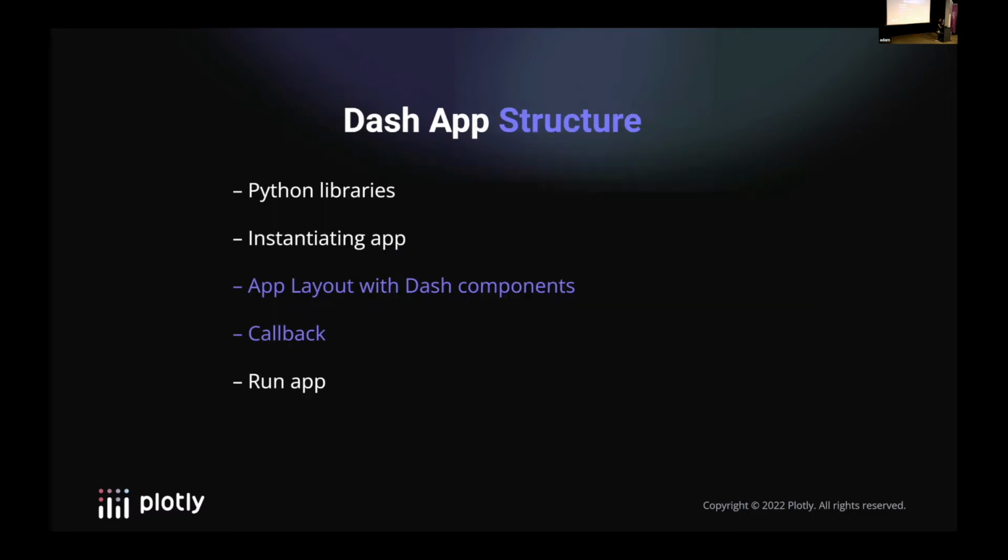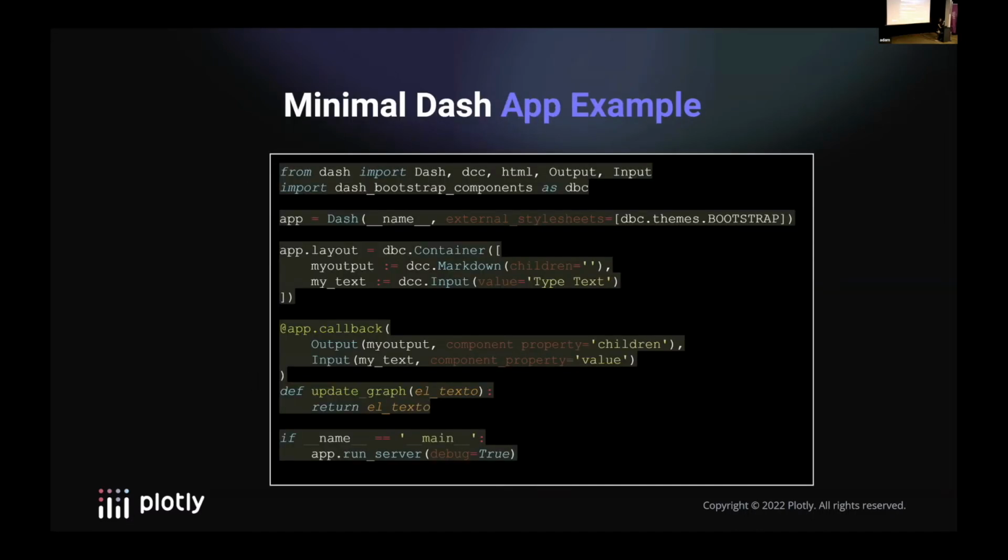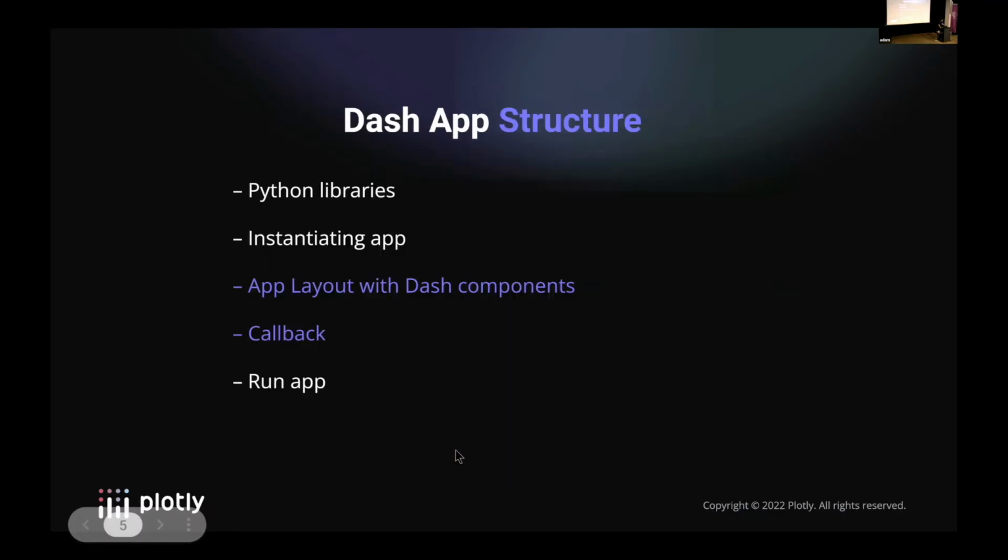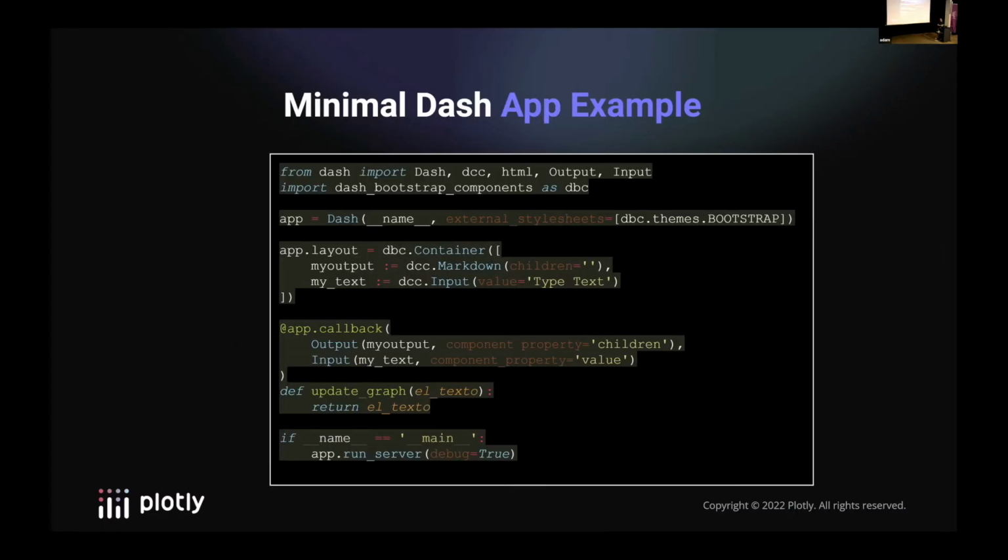So we have the three basic pillars: the libraries, the instantiation of the app, and the final app execution where you run the app. And then these two in purple, the app layout and the callback, are something you will usually build from the ground up. So let's look at the layout.